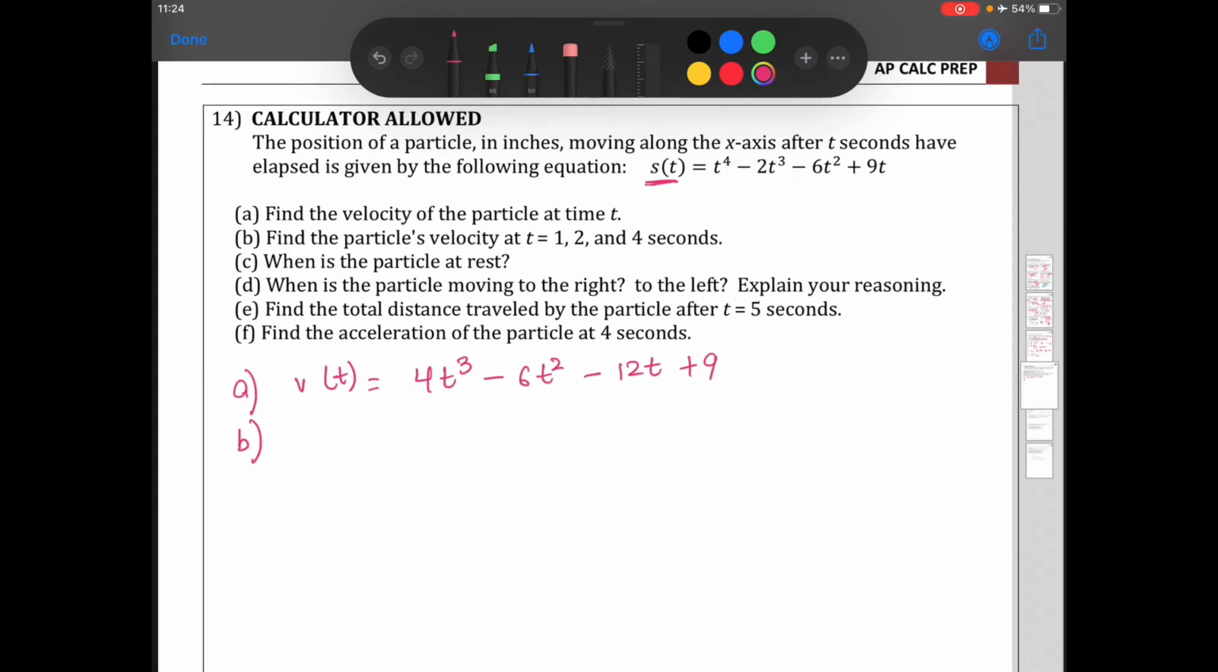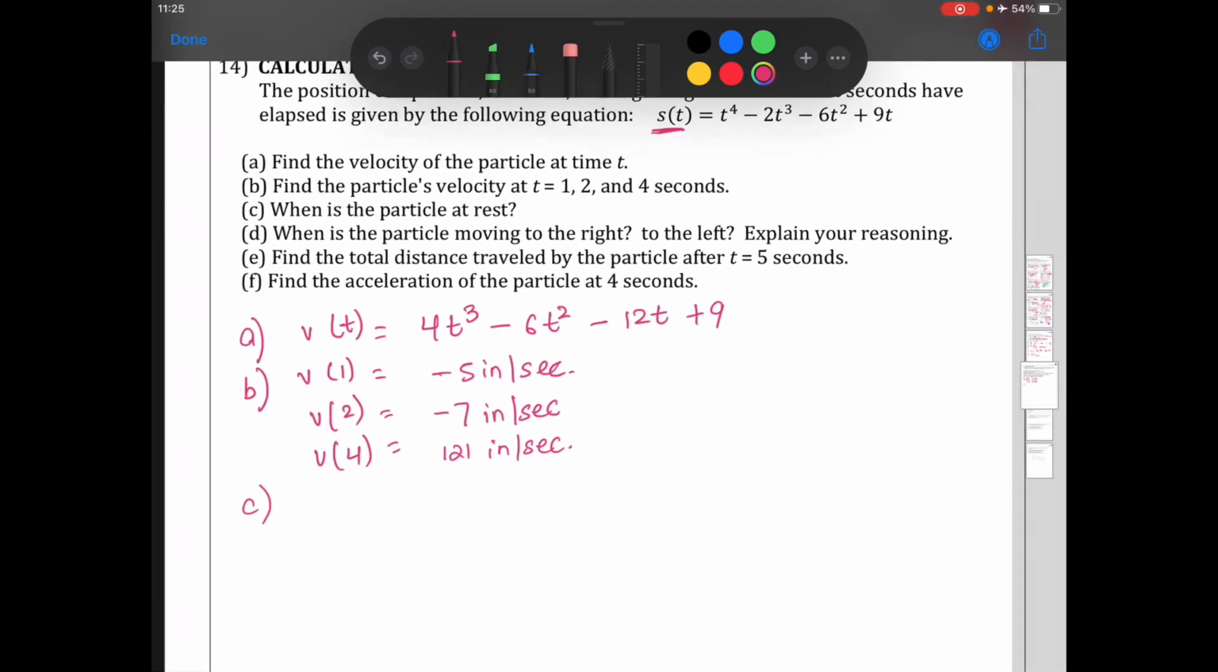Part B. Find the particle's velocity at t equals 1, 2, and 4 seconds. So basically I'm going to be substituting t with v of 1, v of 2 and v of 4. You can use the calculator to do that work, and you will get negative 5 inches per second here. This is v of 2 is negative 7 inches per second, and v of 4 is 121 inches per second.